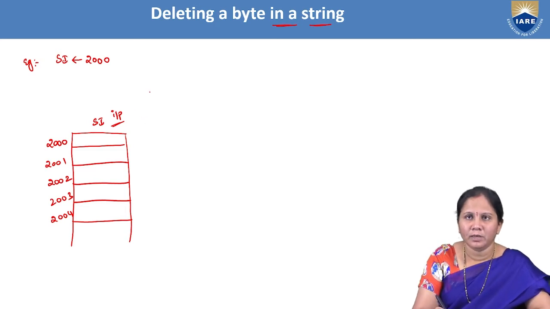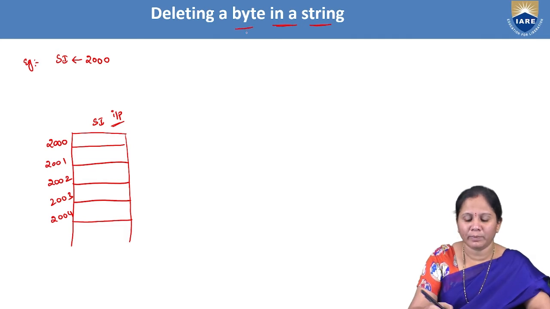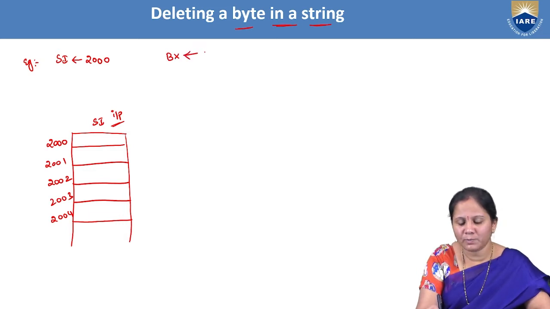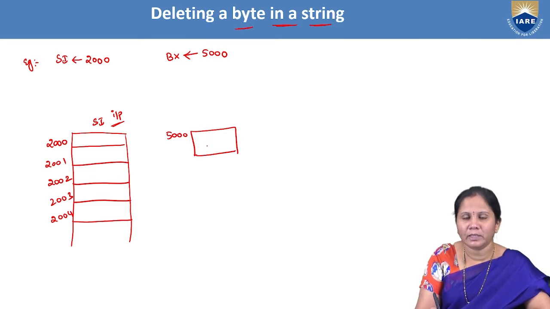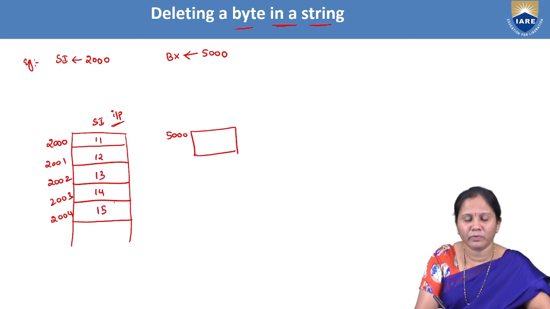This is the input. Next, we should take one more register, and in that register we have to give the number we want to delete from this string. For that we are going to take one register called BX, and initialize this BX register with location 5000. In this 5000 location, we need to give one value, and that value will be deleted. Let us consider the string consists of the numbers 11, 12, 13, 14 and 15.